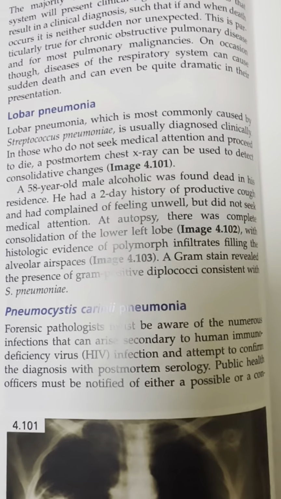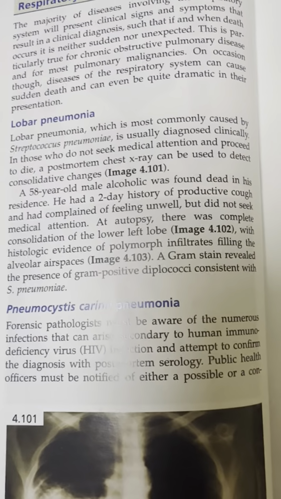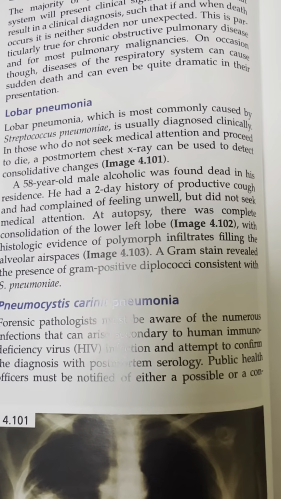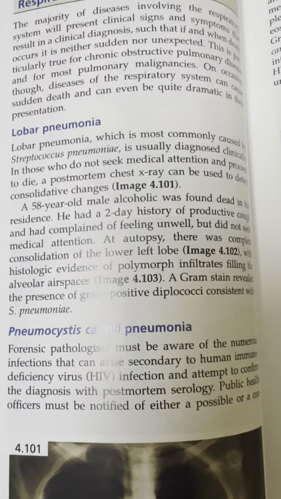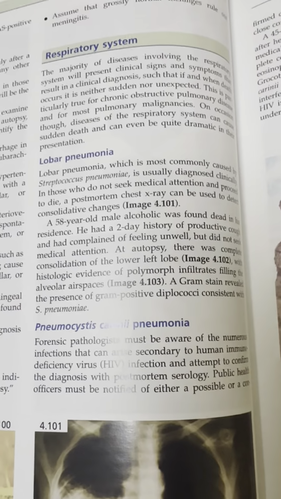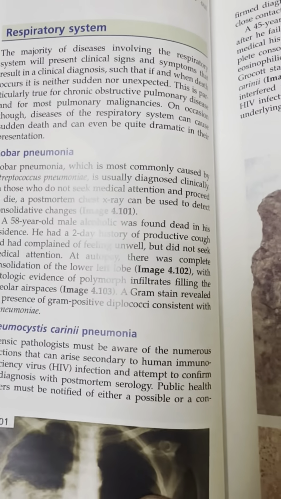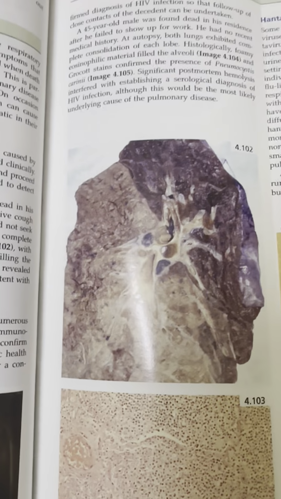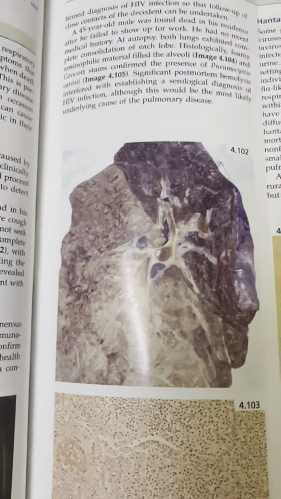A 15-year-old male alcoholic was found dead in his residence. He had a 2-day history of productive cough and complained of feeling unwell. He did not seek medical attention. At autopsy, there was a complete consolidation of the left lobe, with histological evidence of polymorph infiltrate filling the alveolar air spaces. Gram stain revealed the presence of gram-positive diplococci consistent with Streptococcus pneumoniae.